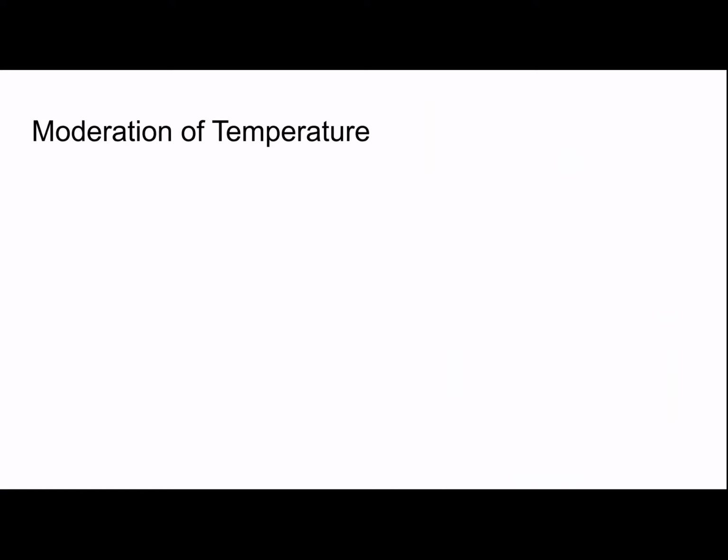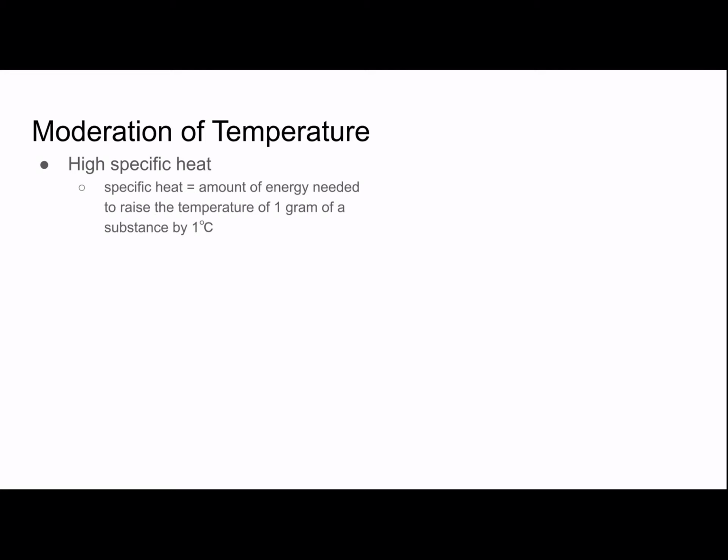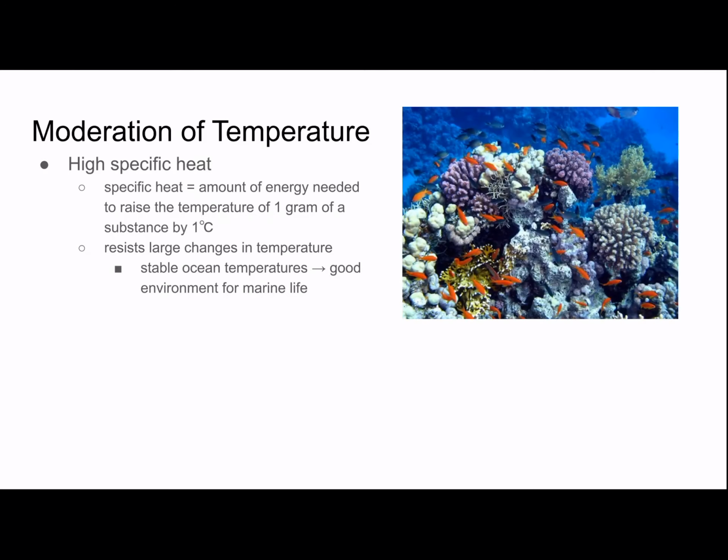So now let's talk about moderation of temperature. So water has high specific heat. So what is specific heat? Specific heat is the amount of energy needed to raise the temperature of 1 gram of a substance by 1 degree Celsius, which means that water resists large changes in temperature because it has a high specific heat. And stable ocean temperatures are really important because it provides a good environment for marine life. Here's a nice picture of some marine life.